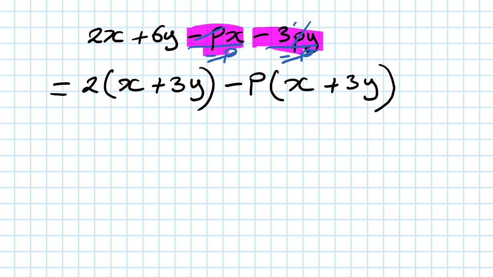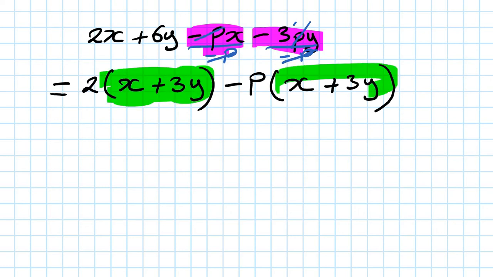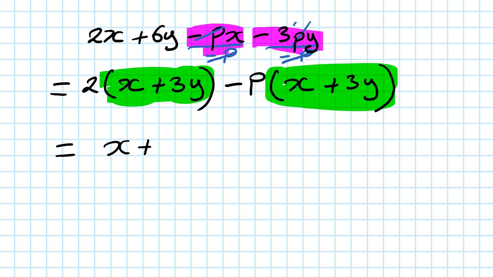There you go. Now the common factor is this term here, these two terms. So you take it out, so you're left with x plus 3y, and inside you're left with 2 and minus p. There you go.